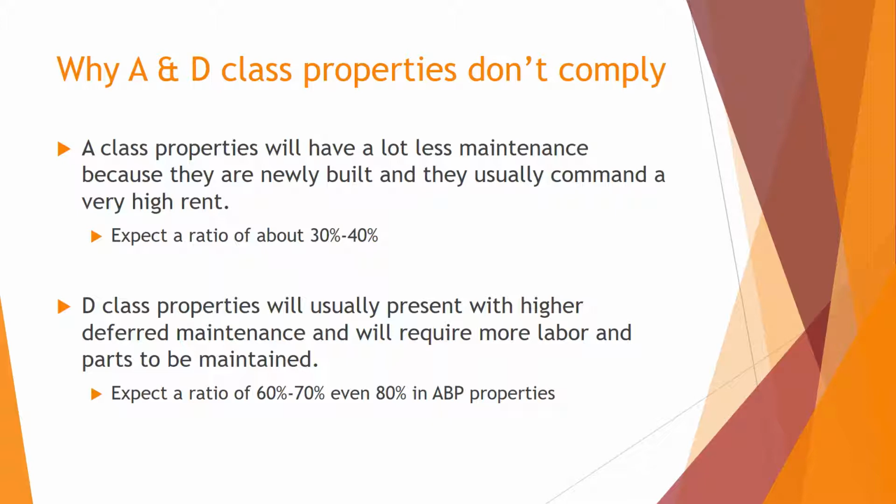D class properties are on the opposite side of the spectrum, and they will usually have a lot more deferred maintenance, and they will usually be in worse shape. That's why they became D class properties. The population in D class properties usually doesn't show pride of ownership. So because you're going to need a lot more labor just to keep things together, you're probably going to need somewhere in the 60 to 70% OPEX to income ratio, maybe all the way up to 80% if it's an all bills paid property.